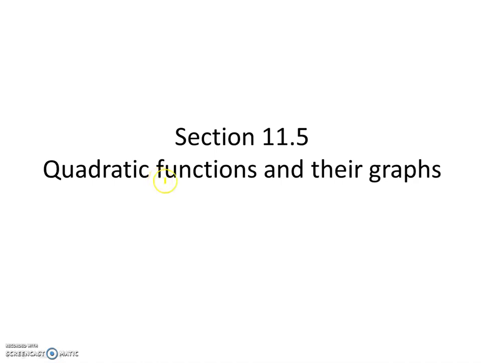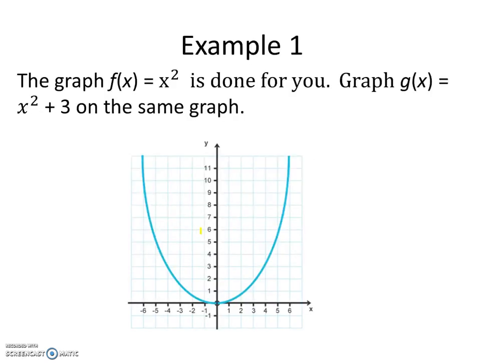Today we're going to be looking at section 11.5, quadratic functions and their graphs. In example 1, the graph f of x equals x squared is done for you. They're asking us to graph g of x, which is x squared plus 3, on the same graph. All that plus 3 does is move it up on the y-axis at this point, and then we simply make the graph.